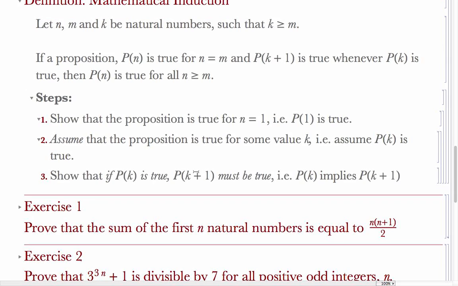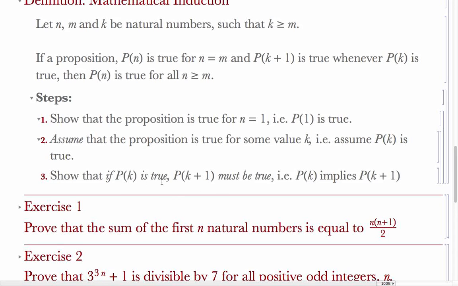It's like a domino effect. If a proposition is true for one value, then it must be true for the next value. But if it's true for that next value, then it must be true for the value following that, because k is arbitrary. k can be any natural number that we want. What we're trying to show is that if the proposition is true for some arbitrary value, then it must be true for the value following that. And that's why we make this assumption step, to facilitate proving this third step.